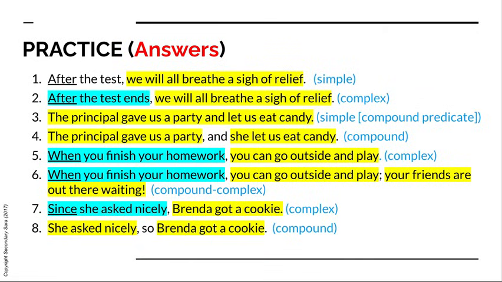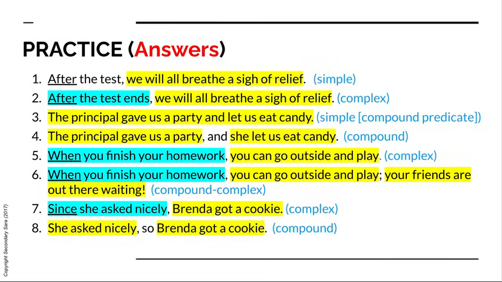Then number 4, we have compound because I have 2 complete independent clauses joined by a comma and a fanboy, and. 5 is complex. I have a dependent clause followed by a comma and an independent clause. 6 is compound complex because it starts with a dependent and it's followed by an independent clause joined by another independent clause with a semicolon. 7, that's complex because I've got dependent, comma, independent. And then 8 is compound because I've got independent, comma, fanboy, so independent.